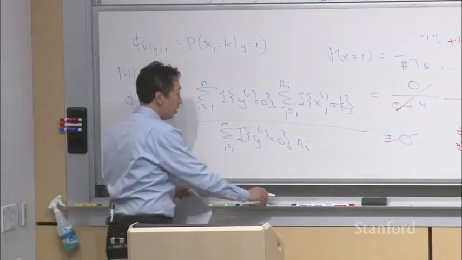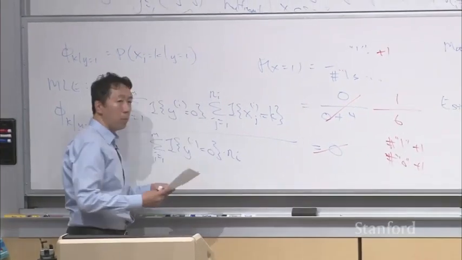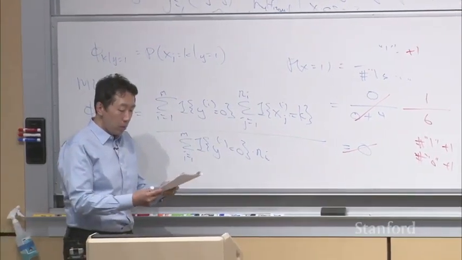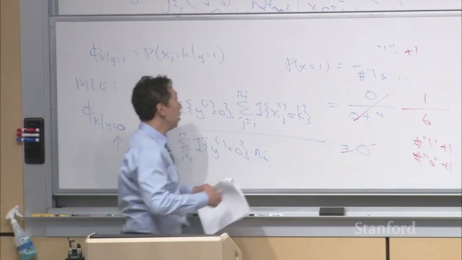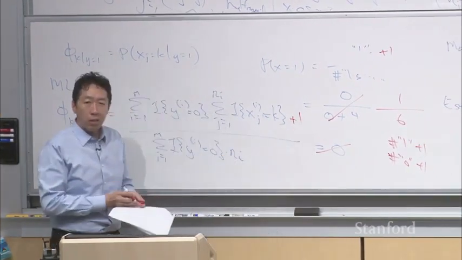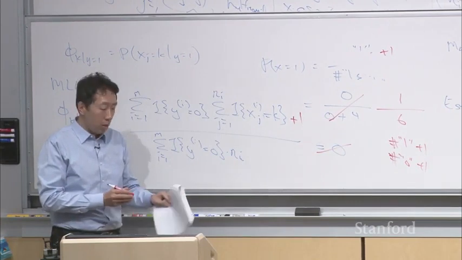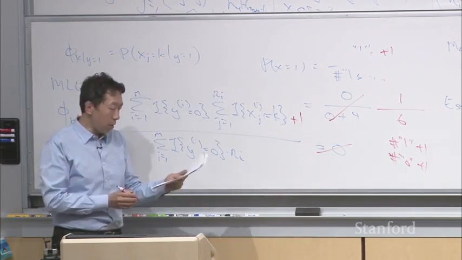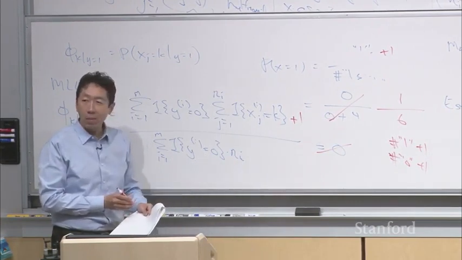Oh, and then lastly, to implement Laplace smoothing with this, you would add 1 to the numerator as usual, and then let's see. Actually, what would you add to the denominator?